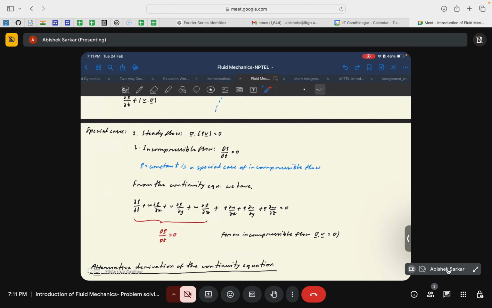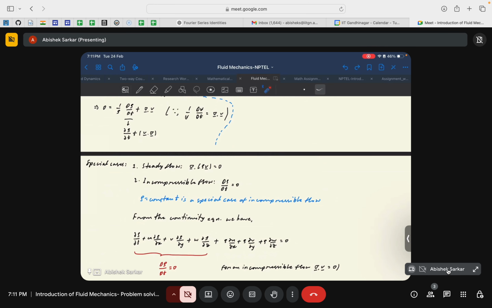Now for incompressible flows, again, dou rho by dou t is equal to 0. I'm not saying that density is constant. Just remember, I'm not saying density is constant, but I'm saying the complete derivative of density, d rho by dt, is 0. Why that? Let us see.